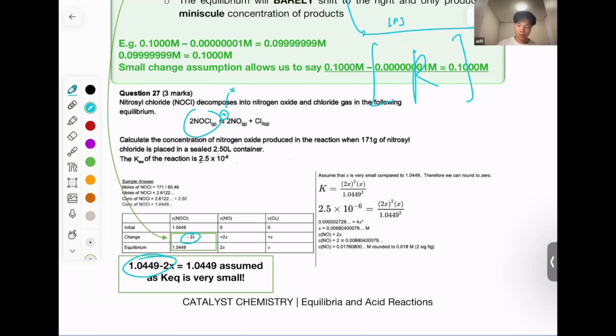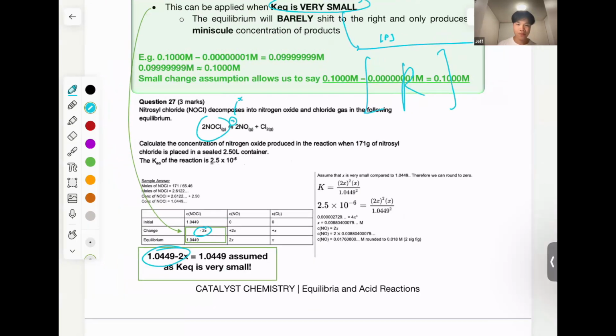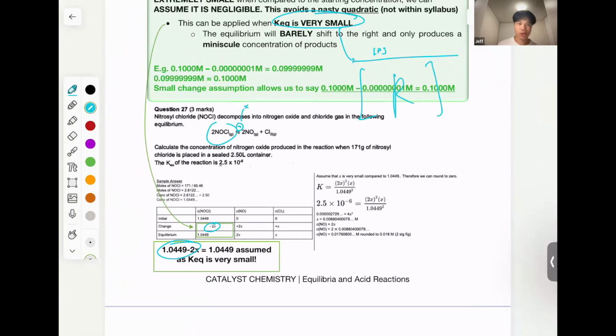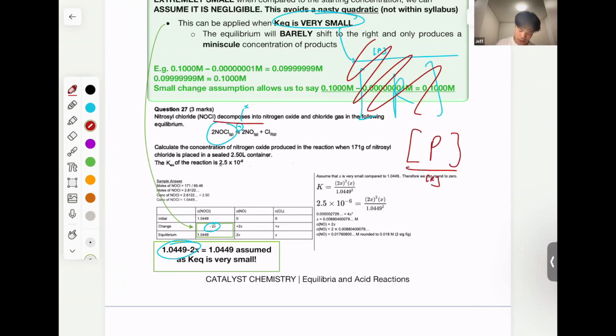But say, as you said, Gabriel, you have a very big K. Very big K, it doesn't work anymore. Because if you had a big K, that's the case where now you have a massive product concentration and a very small reactant concentration. So the change is instead very significant. And compared to the bigger concentration, now it is significant in the case of a big K. Any questions there?